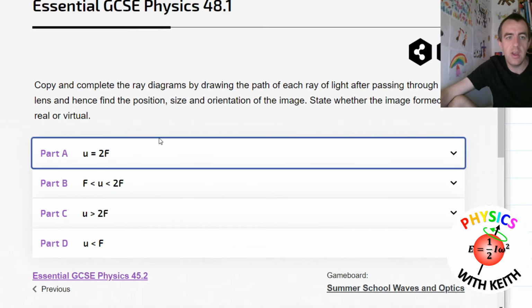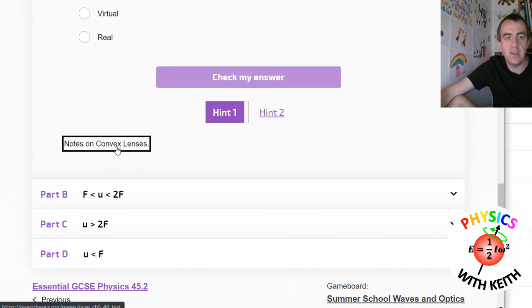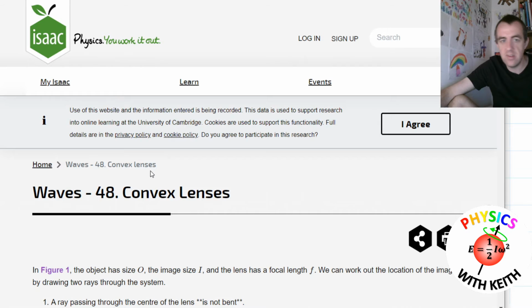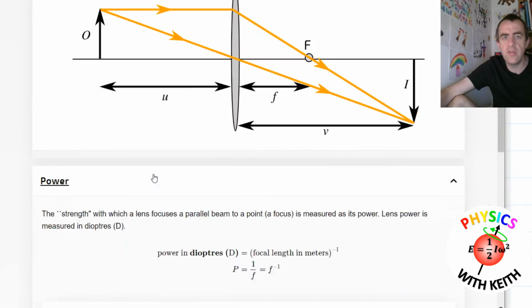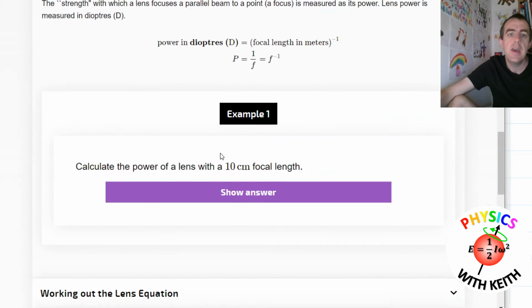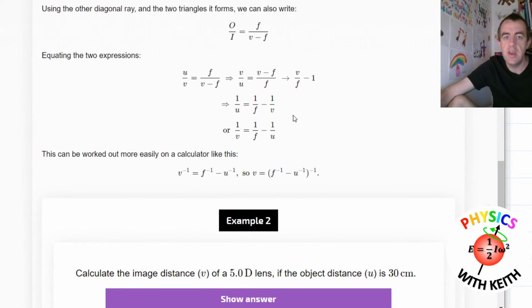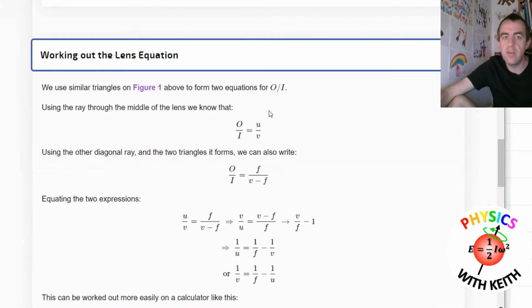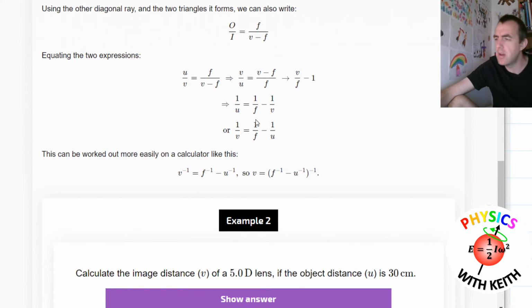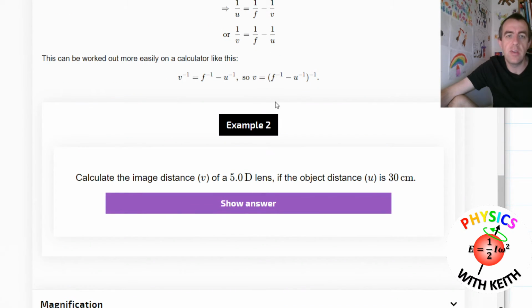So if in one of these questions, you click on any of these hints and go into notes on convex lenses, you'll see all the notes about what u, f, v, what all these letters mean. And you'll be able to look at the lens equation, which doesn't appear very often. I don't think it's in the GCSE, it might be in the IGCSE, but you can look at the lens equation, although you don't need that for these questions. It might give you some more familiarity with these letters.